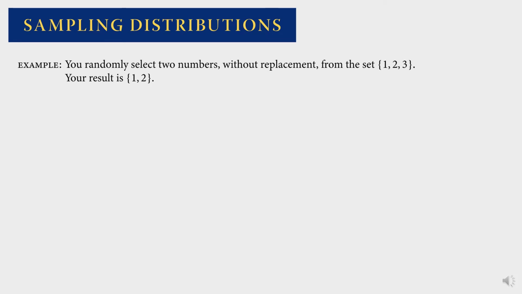Let me give you an example of what a sampling distribution looks like. I have to make this really simple because there are usually so many ways that a statistic can come out that it would take forever to list them all. Say you take a sample of size 2 from the set 1, 2, 3, and you sample without replacement, so you're not putting the number back in once you've drawn it. So you take this sample, and the two numbers you get are 1 and 2.